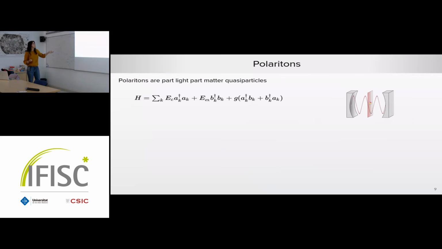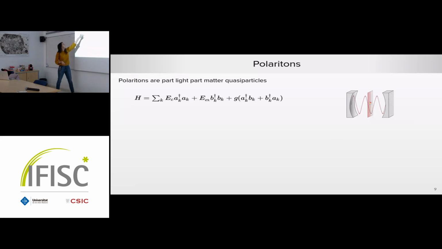So a polariton is a particle that is part light and part matter. The idea is that you have a microcavity, so you have these 2 mirrors, and you shine light into the cavity, and it's going to interact with a semiconductor here. And if this interaction is strong enough, then you don't have photons and excitons, but you have a superposition of both. And these are the polaritons.